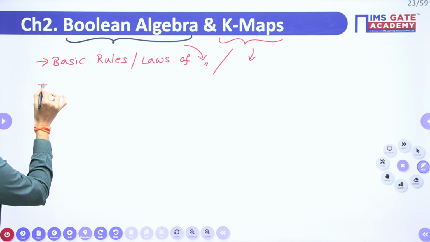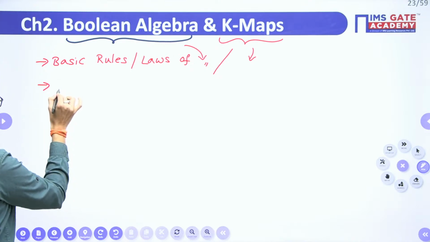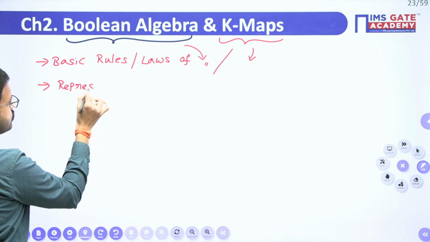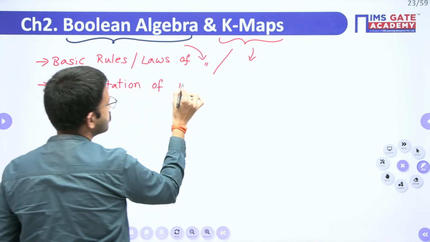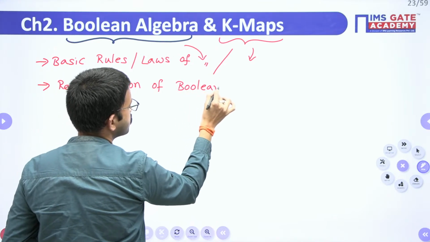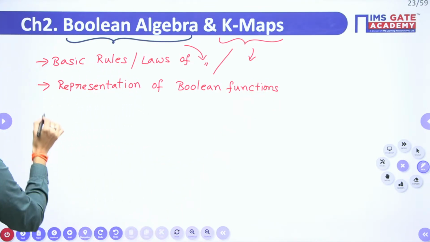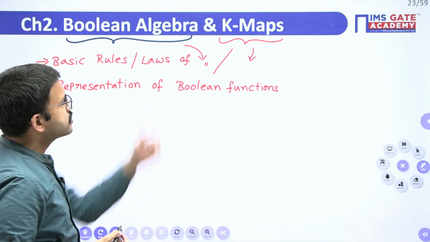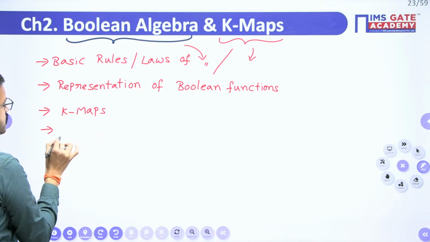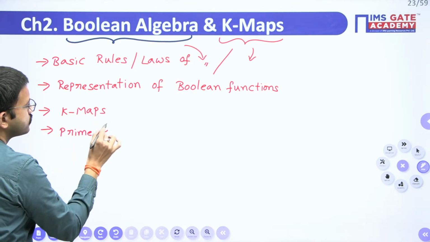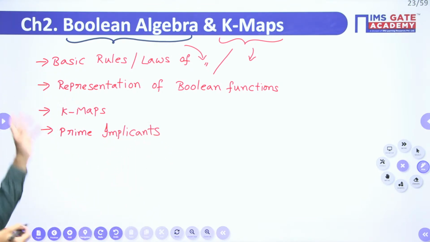And then regarding Boolean algebra, whatever functions you are having, the representation of Boolean functions, and then we'll discuss the questions based on K-maps. Regarding minimization we'll discuss, regarding prime implicants we'll discuss. Now let us solve the questions based on these concepts one by one.